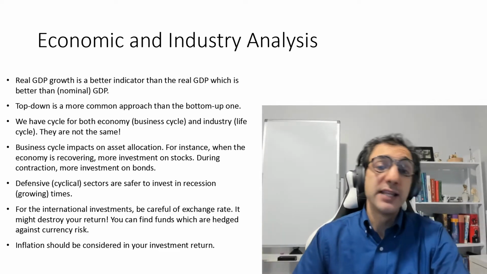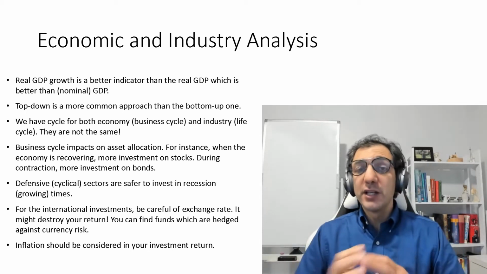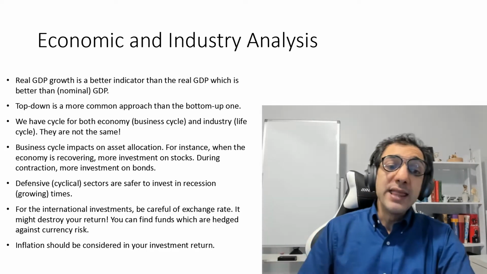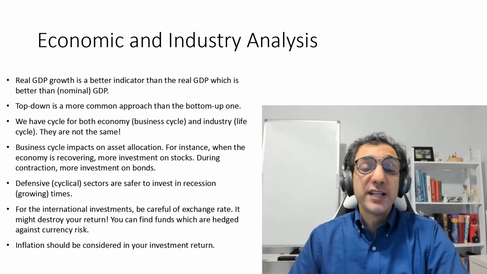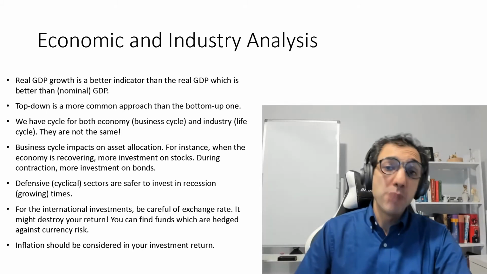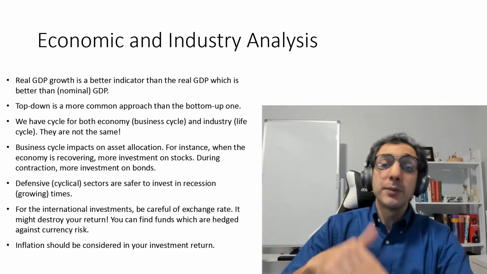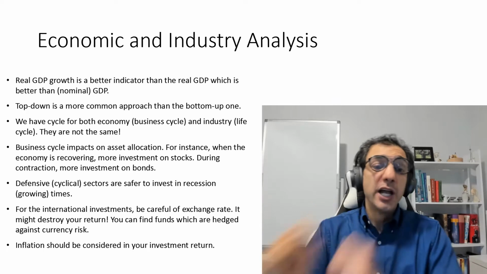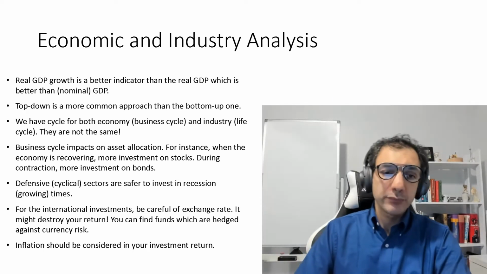Remember, the business cycle is very important to us. It impacts the asset allocation. When we're talking about asset allocation, we're talking about investing in bonds, stocks, or any other classes of assets. When the economy is recovering, expanding, it's better to invest in stock. So you can put aside more money to invest in stock, and less in bonds or fixed income securities. When we're talking about contraction, the economy is shrinking, it's becoming smaller, it's better to go with more fixed income securities or bonds.